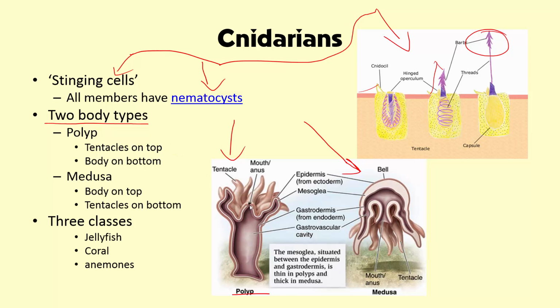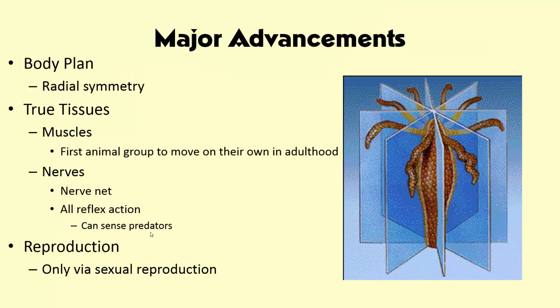Okay? And the polyp and medusa really are just opposites of each other. Polyp, you have the tentacles on the top and the body's on the bottom. In medusa, you have the body on the top and the tentacles on the bottom. And these nematocysts are always in the tentacles. Okay? So there are three classes of Cnidaria. You have the jellyfish, which are these guys. You have coral, which are those guys. And you have anemones, which can also be classified mostly as polyps.